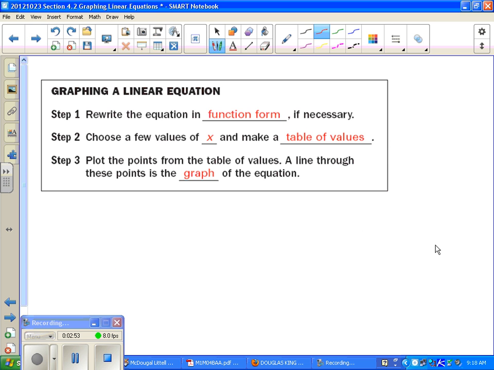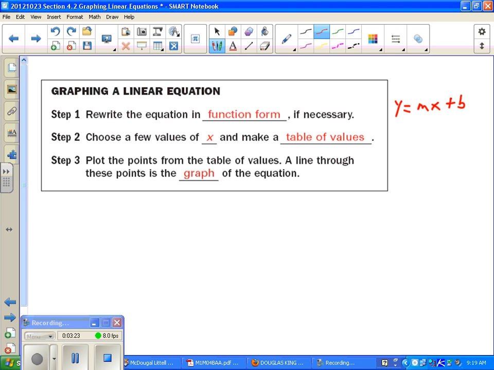As far as steps for graphing a linear equation, step one, you want to rewrite it in function form if necessary. Function form is y equals, with y all by itself. We're going to take it one step further and write it in slope-intercept form, y equals mx plus b, where you put in the variable term first. That's going to make it a whole lot easier come next week when we introduce slope-intercept form.